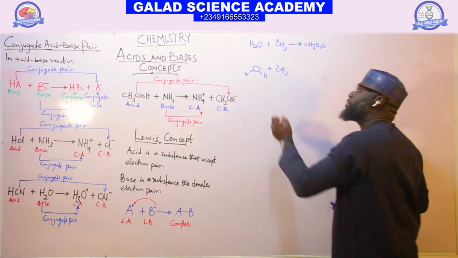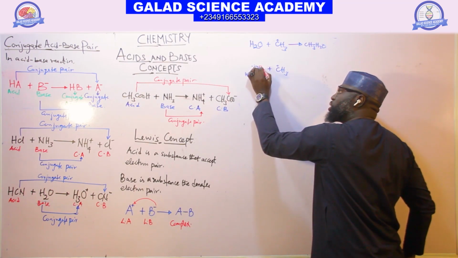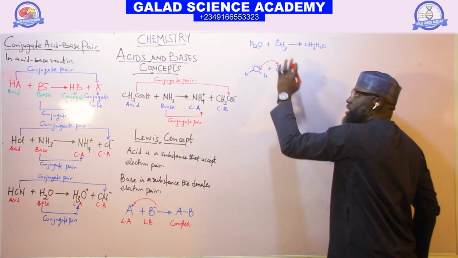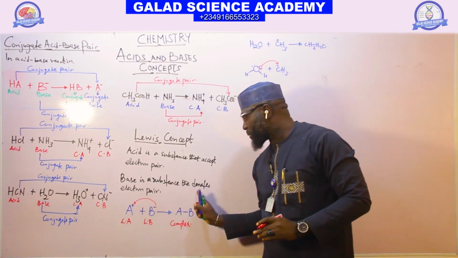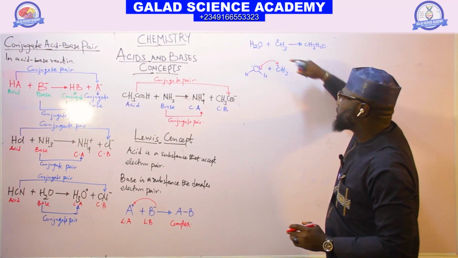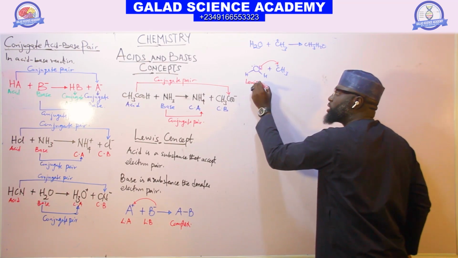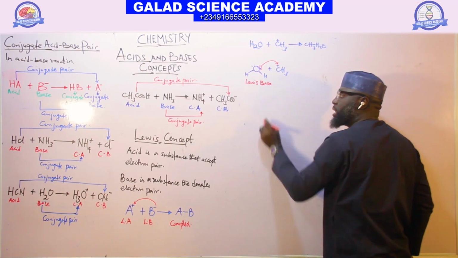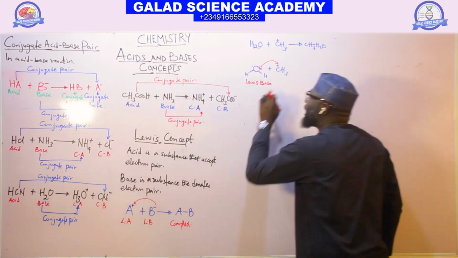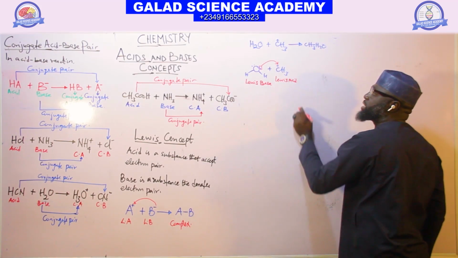And this one has very much electron. It will now donate this lone pair of electrons to this. He said a base is a substance that donates a lone pair of electrons. When this water donates this lone pair of electrons to this, therefore, this water will become Lewis base. The species that accepts the lone pair is called Lewis acid.